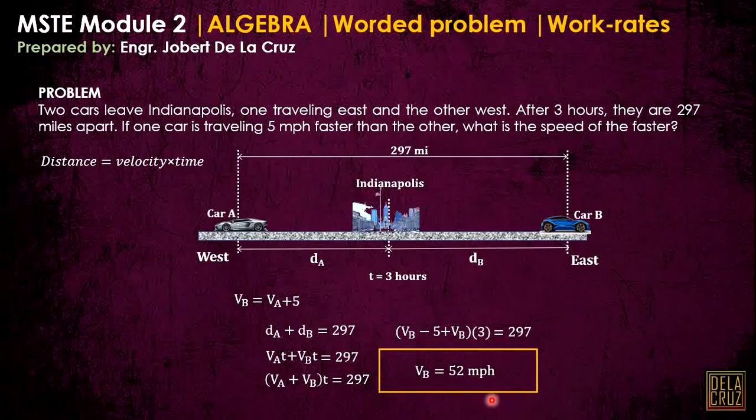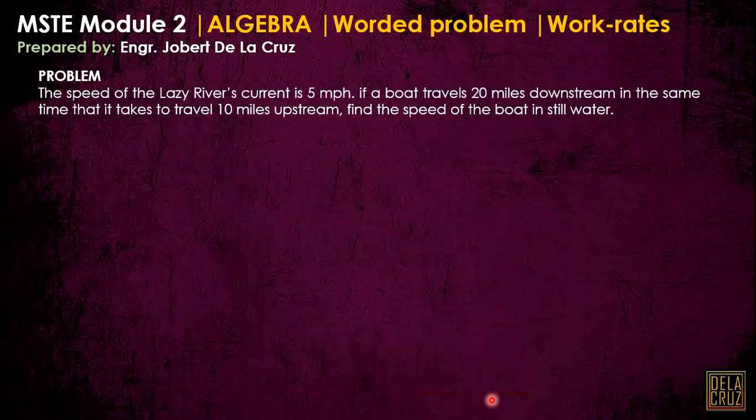Okay, it's very clear, I guess. Okay, let's have another example. The speed of the lazy river current is 5 mph. If a boat travels 20 miles downstream in the same time that it takes to travel 10 miles upstream, find the speed of the boat in still water.